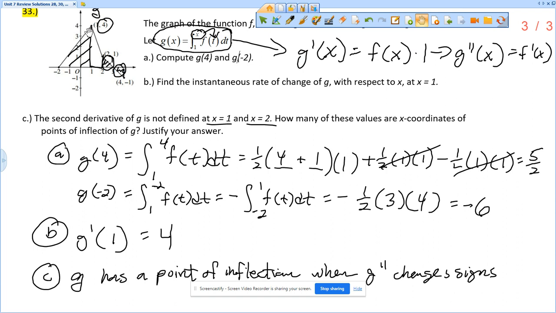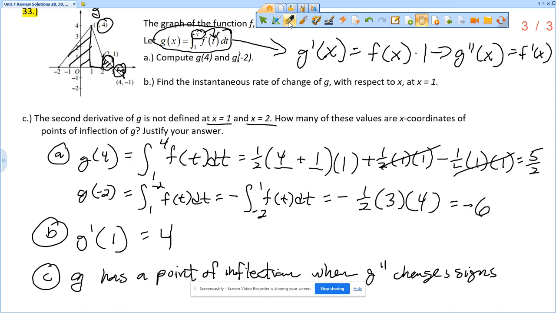All right, so you can see that since g double prime is f prime, the slope of this graph, g double prime would be positive from -2 to 1, then negative from 1 to 2, undefined at 2, but then negative again from 2 to 4. So when does g double prime change signs? Well, at x equals 1.